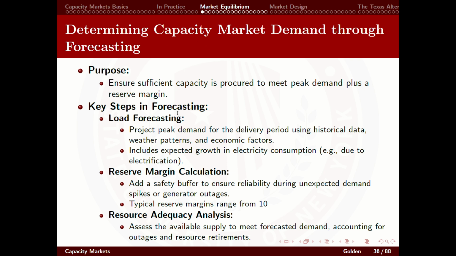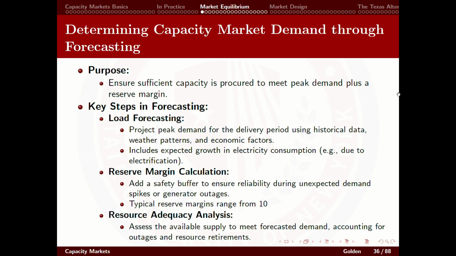Today we're continuing our look at capacity markets, and today we're talking about market equilibrium and how these markets balance out. So the first step in creating market equilibrium is for the ISO to determine capacity market demand through forecasting. What you do is you try to ensure sufficient capacity is procured to meet peak demand, plus obviously the reserve margin, which means that you want a little bit more capacity than you need in case there's more than predicted demand, so that you can have a little bit of a buffer for reliability.